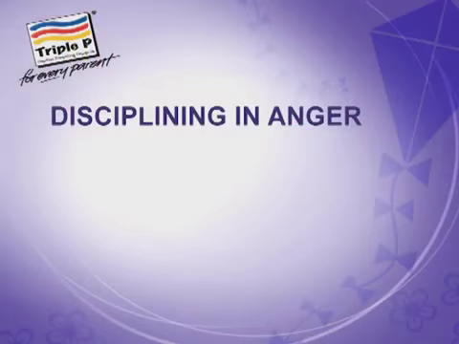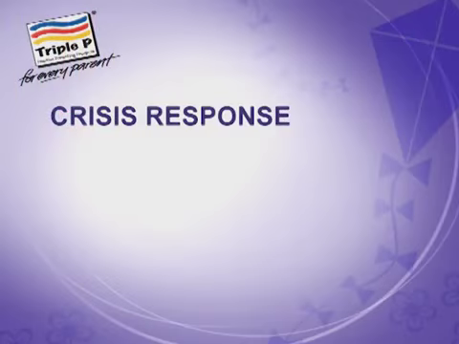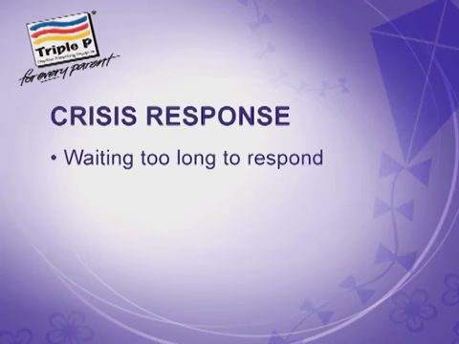Another problem is when we deal with misbehaviour when we are angry. There's always a risk of losing control and hurting a child. Parents can also wait too long before they do something about a problem. They may use discipline at the last minute as a response to a crisis. Sometimes parents wait until their child's behaviour has become intolerable before doing something about it. Then we can overreact with the risk of hurting our child.